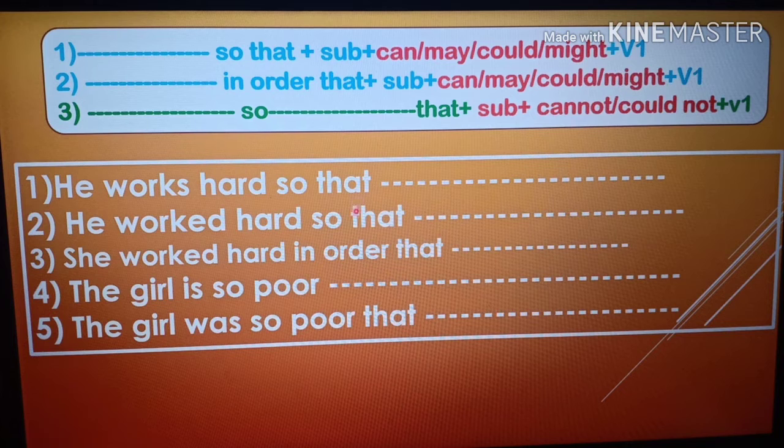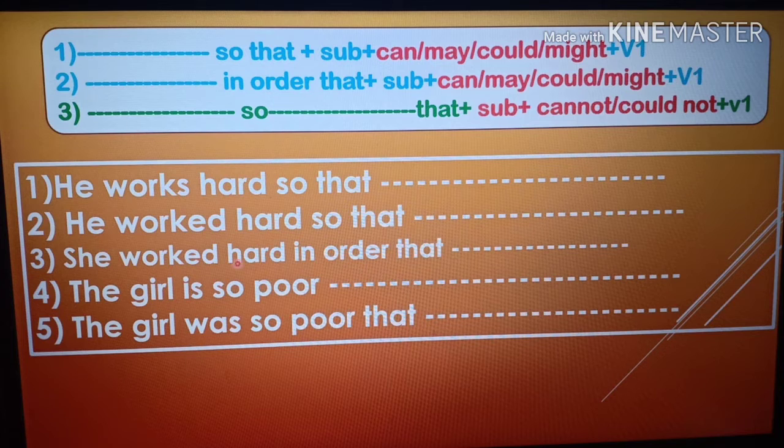So, let's try to answer these incomplete sentences. That means we shall complete these incomplete sentences. First one is he works hard so that. Second one is he worked hard so that. Third one, she worked hard in order that. And the fourth one, the girl is so poor dash. And last one, the girl was so poor that.